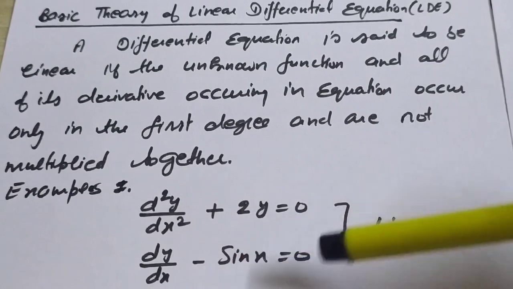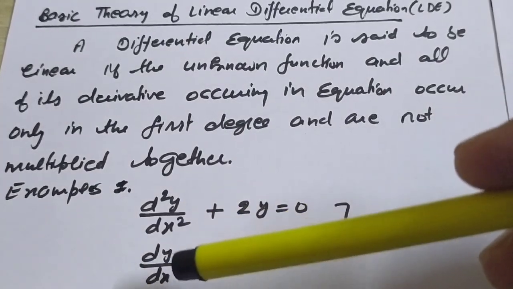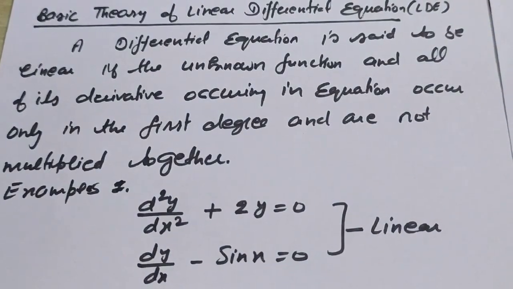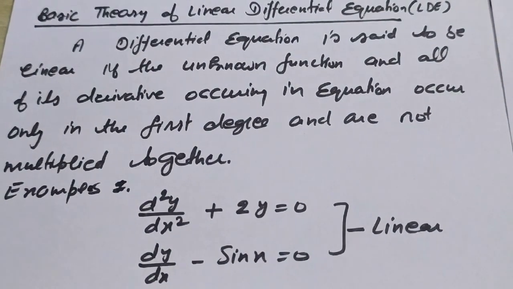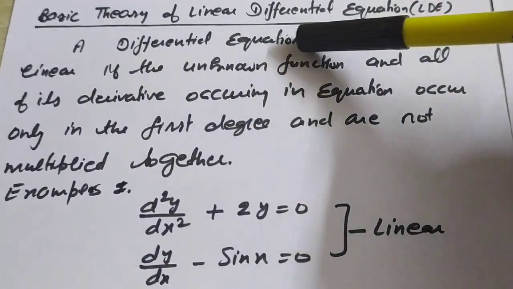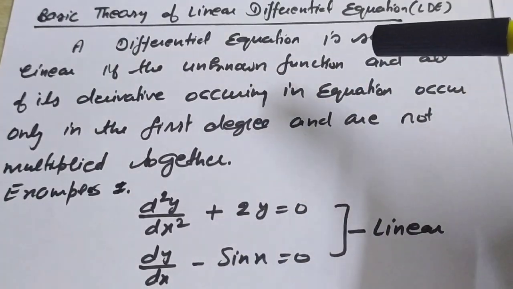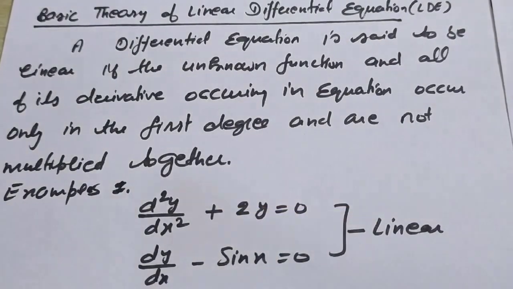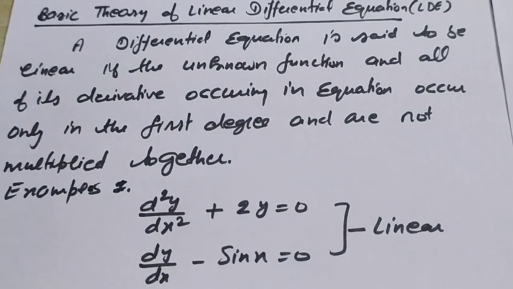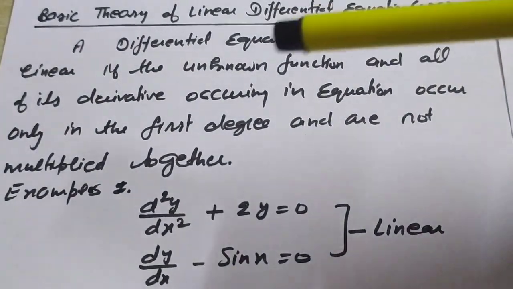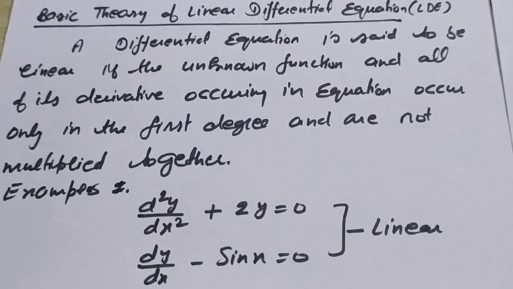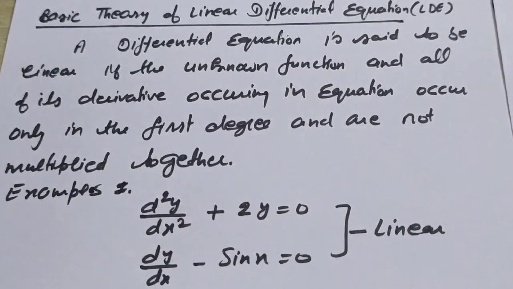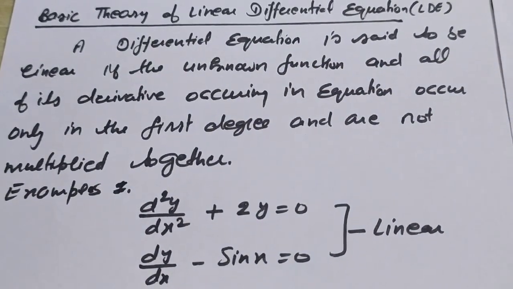And in the second example also, the order is 1 and the degree is also 1. Therefore, this equation is also linear one. Hence, a differential equation is said to be linear if the unknown function, here this expression y occurring in this equation, is said to be an unknown function. If the unknown function and all its derivatives occurring in the equation occur only in the first degree and are not multiplied together, then we say that a differential equation is said to be linear.